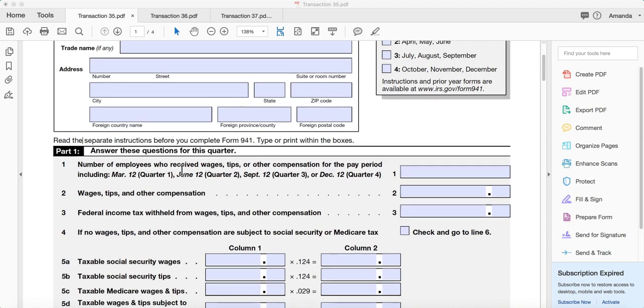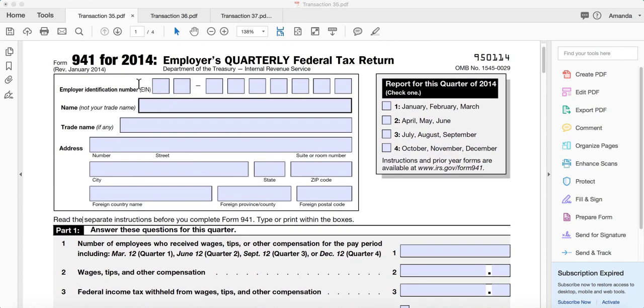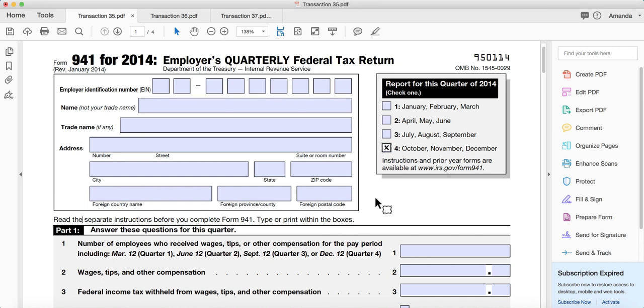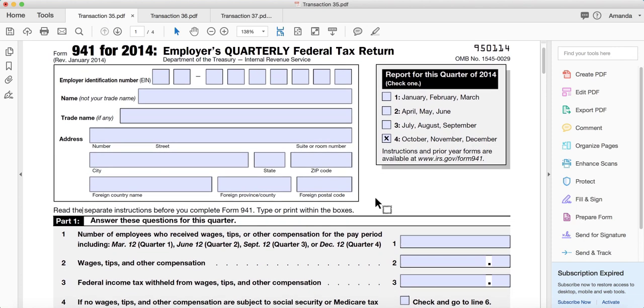So basically what you're going to do is fill in this box up here at the top. That is all information that can be found before the start of the long project. This is for the quarter of October, November, and December, so make sure you select that box.